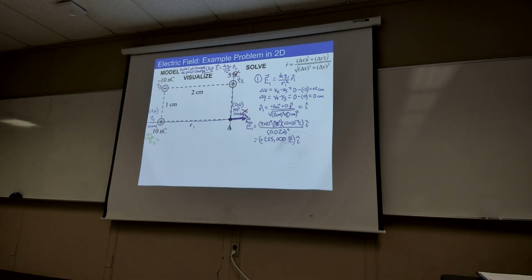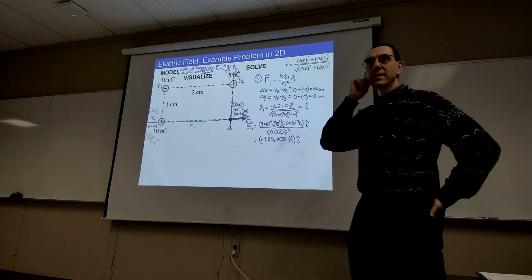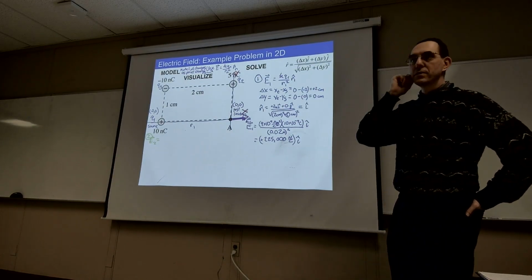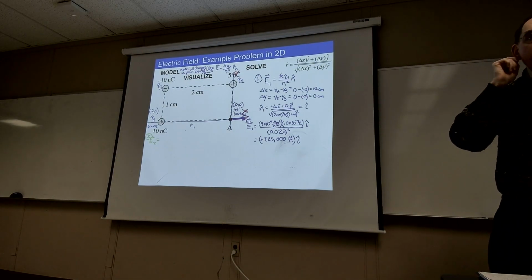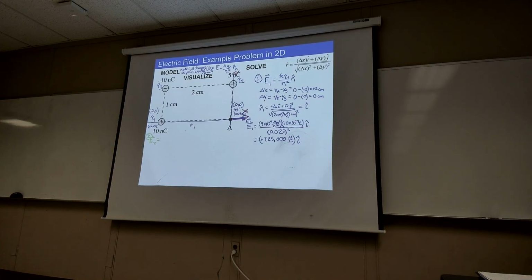How did we do? Do we get an answer here at this point? Someone to share? Feel free to compare with your neighbors here. I got negative 450,000 newtons per coulomb J hat. Okay, so let me write that down. So, the proposal is negative 450,000 J hat.